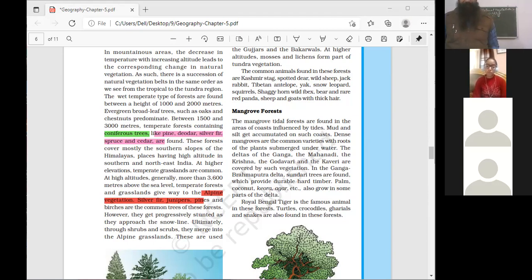In these regions, there are communities living, as written here: Gujjars, Bakarwas, and Gaddis. Gujjars are herding communities rearing cattle, known for rearing buffaloes. Bakarwas rear goats. And one more, Gaddis, G-A-D-D-I-S, who rear sheep.